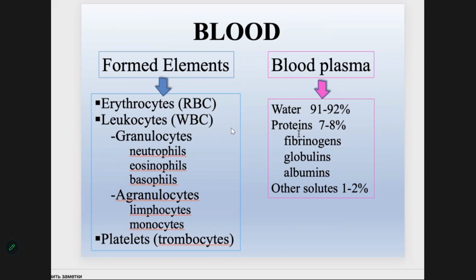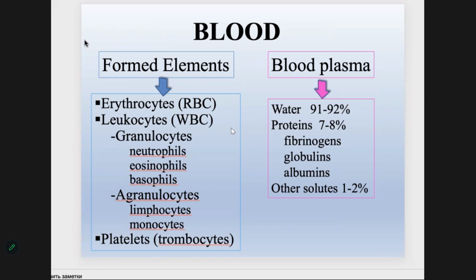And fibrinogen, from 4 to 8% of all plasma proteins, is the protein which is necessary for blood coagulation. Fibrinogen transforms into the protein fibrin and takes part in the formation of thrombi. So blood plasma is a kind of extracellular matrix.